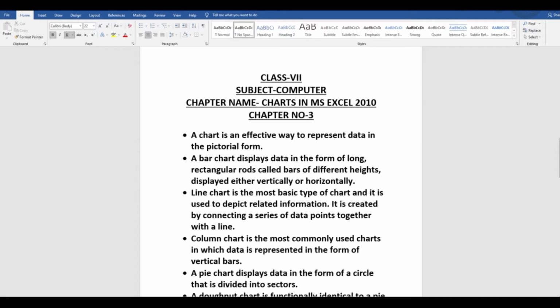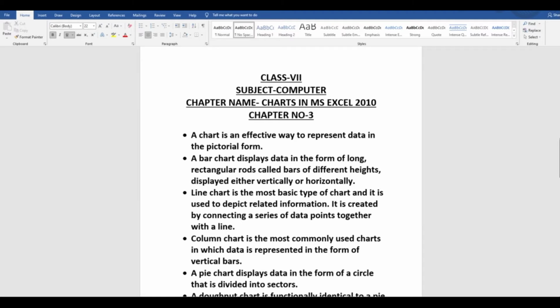Today I discuss chapter number 3, that is charts in MS Excel 2010. So what is a chart? A chart is an effective way to represent data in pictorial form. A good graph or chart displays information quickly and easily to the user.